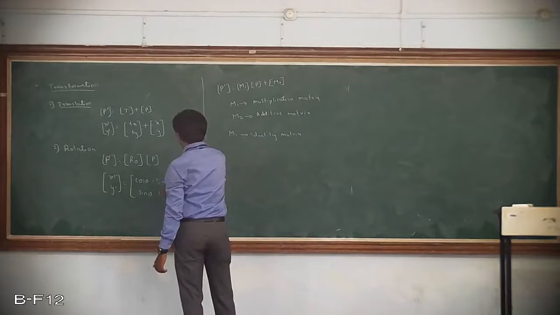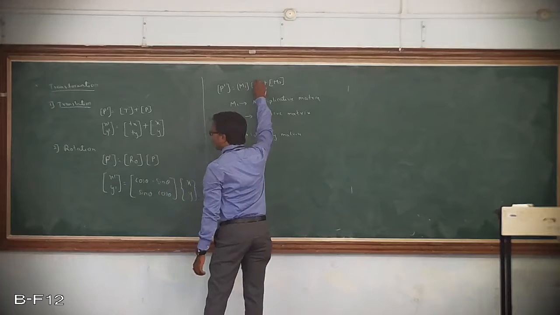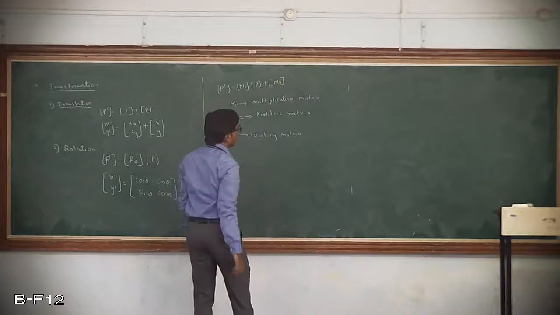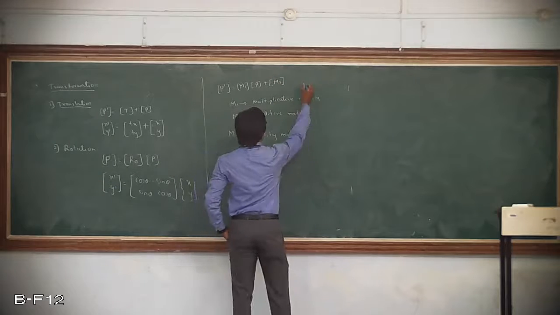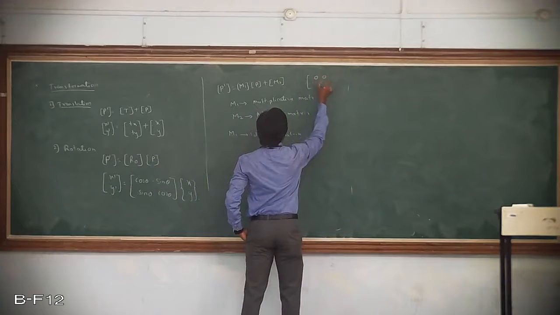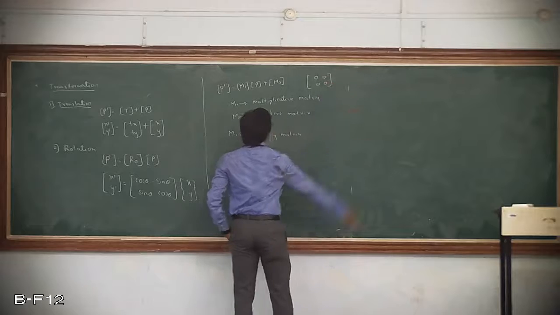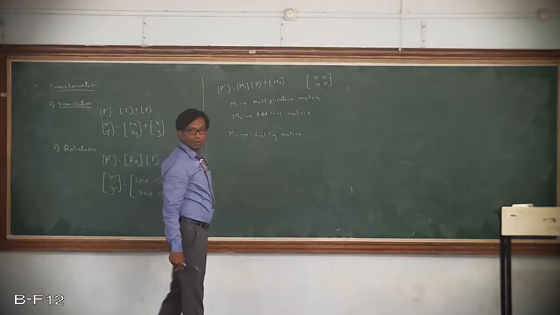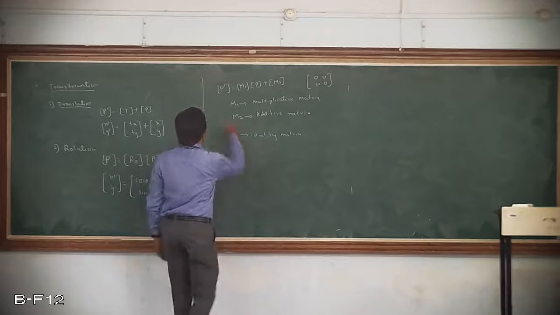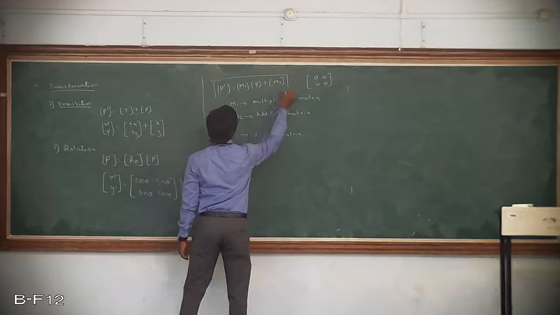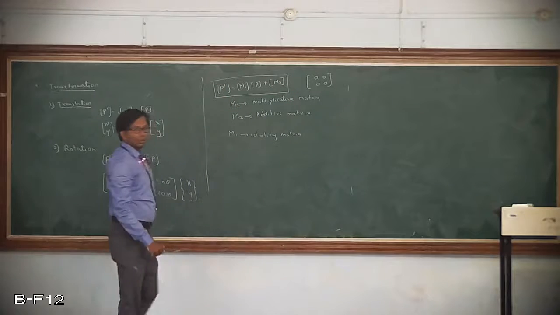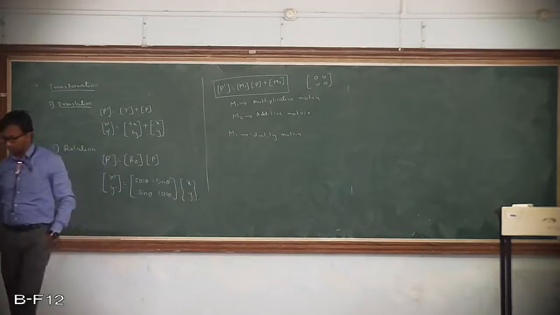Later we'll be using the original matrix. What exactly will be the m2? M2 will be the 0 matrix here, 0 0 0 0. So this is a general formula to solve any transformation matrix.